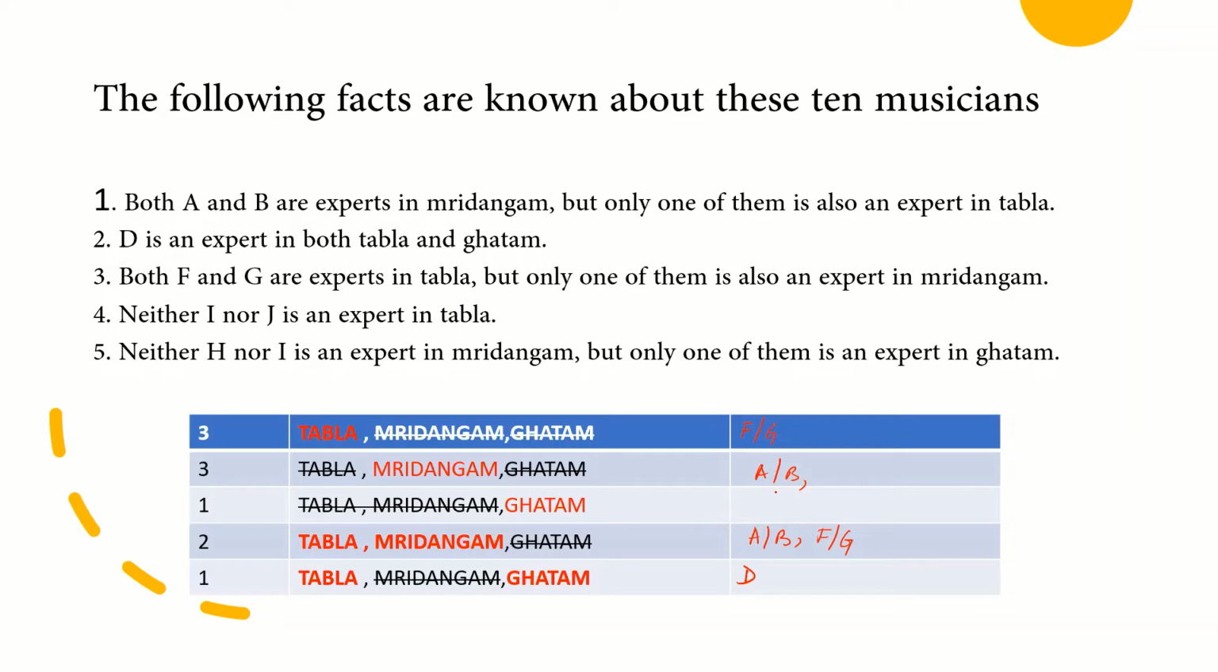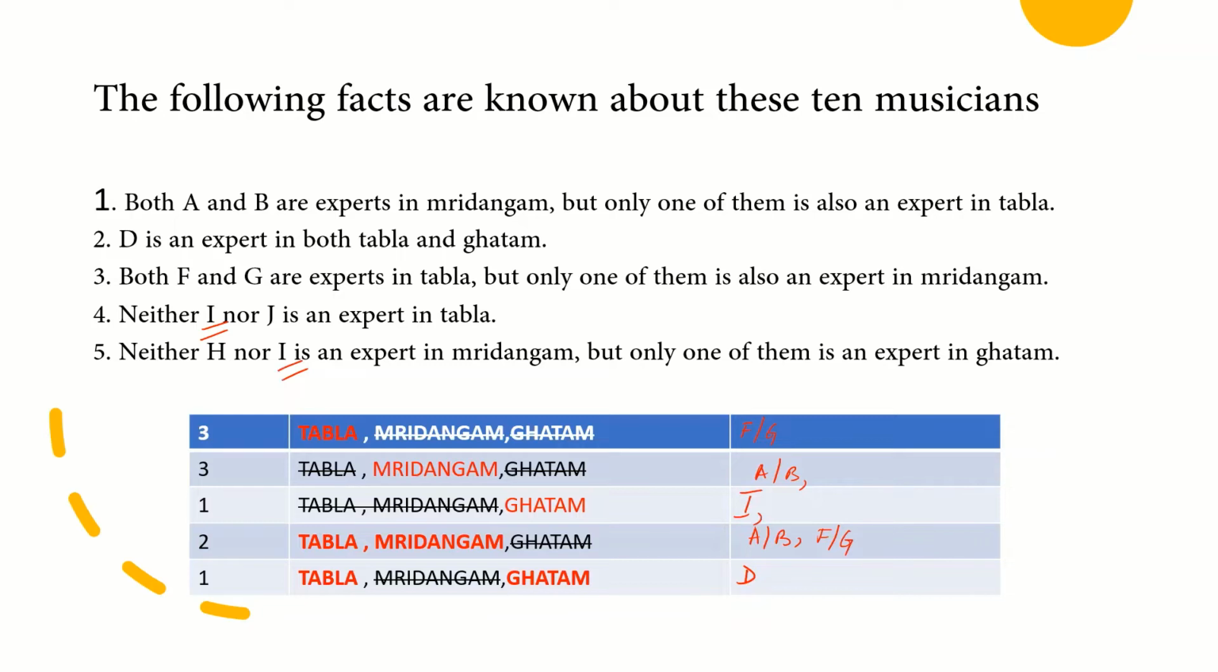So we need to wait. Now, neither H nor I is an expert in mridangam. Now, we have I at 2 places. Here I, here I. So I is neither an expert in tabla, nor in mridangam. So he has to be ghatam. So I will simply write ghatam. So now that one person with ghatam is also taken care of.